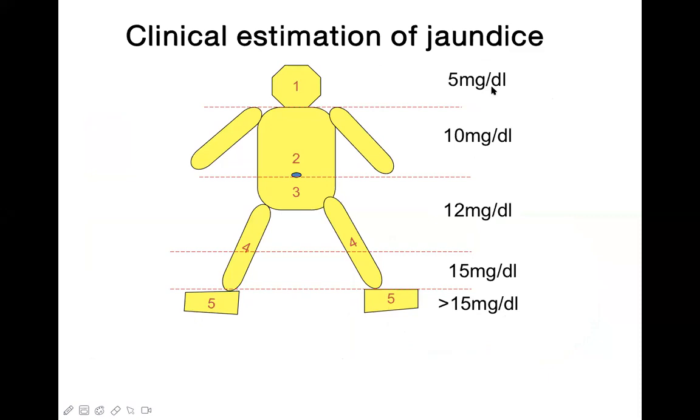If it is still present in the head area or the face area, it is still within 5 milligram per deciliter. If it is reaching till the umbilicus level, it is 10. If it reaches till the knee joint, 12. And if it reaches till the lower limb or till the foot, but the feet are not yellow, then 15. And if the feet are yellow, it is more than 15. So this is one of the very good clinical estimations of neonatal jaundice. This roughly matches with the TSB level.